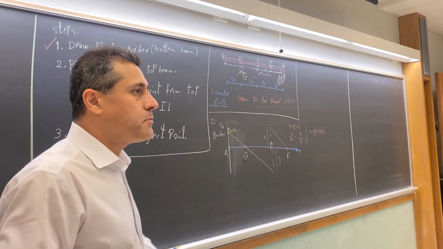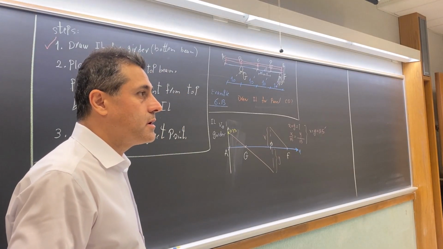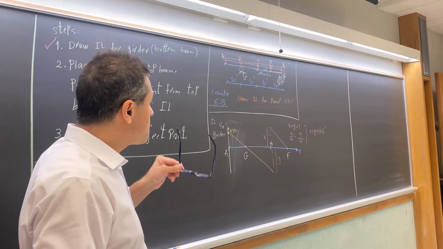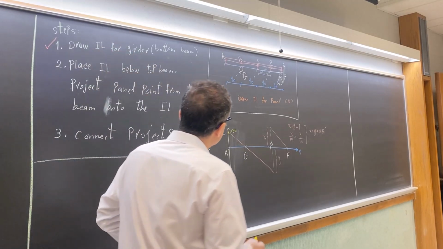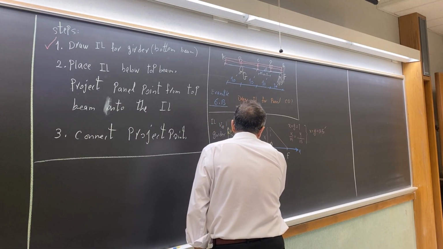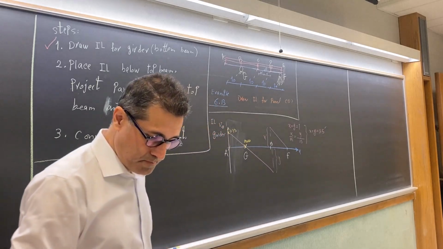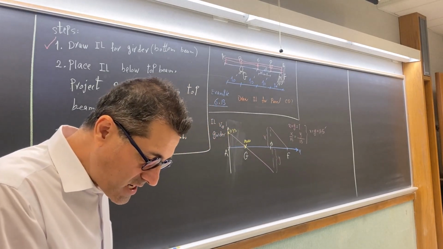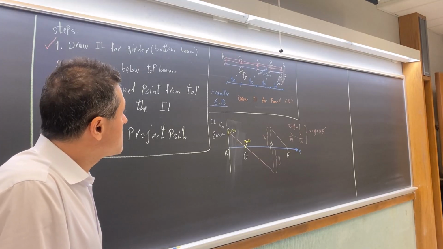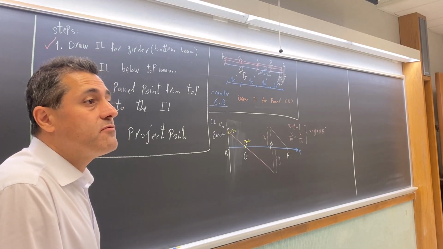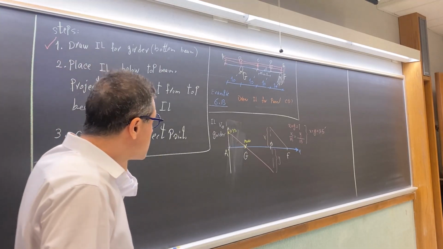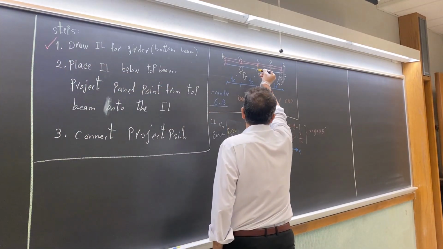Which one is the next panel point, Clement? B. Yes. Project it onto the influence line. The ordinate is 0. Okay. Next panel point, Peter. After A and B, what is the next panel point? C. Yes. Project it. It means you just come down.